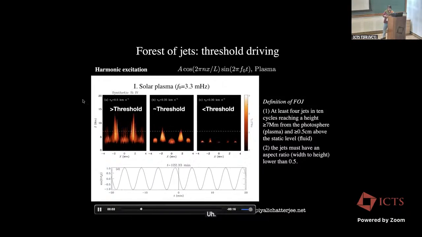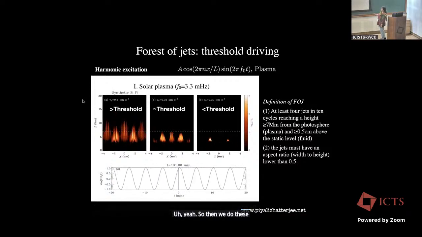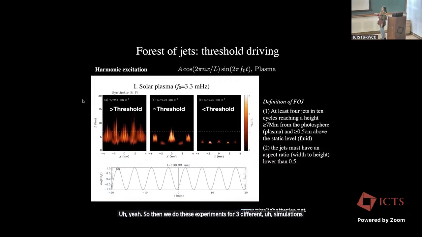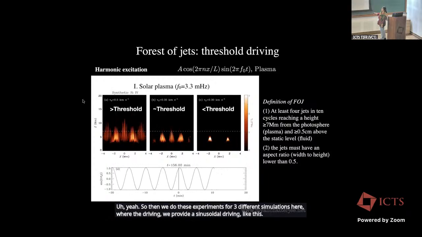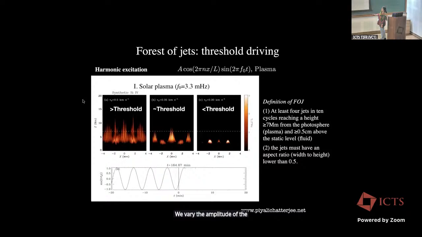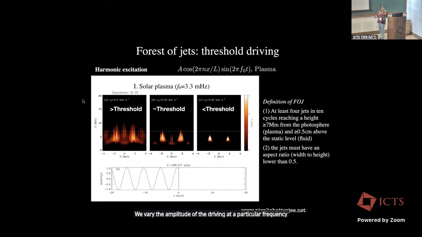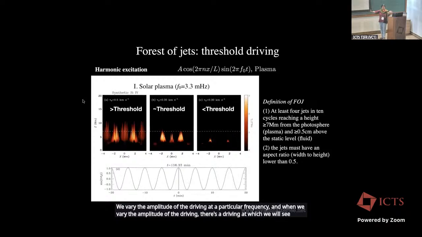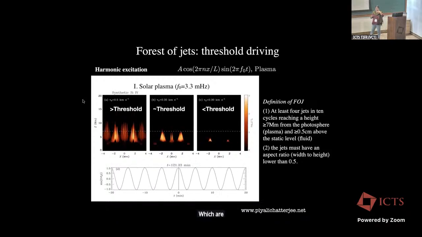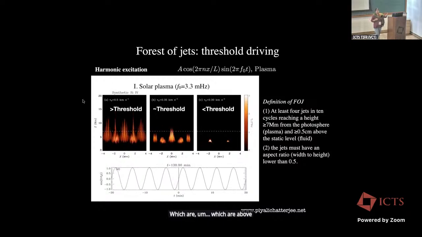So we do these experiments for 3 different simulations here, where we provide a sinusoidal driving like this. We vary the amplitude of the driving at a particular frequency. And when we vary the amplitude of the driving, there's a driving at which we will see a lot of jets, which are above a certain threshold in height.